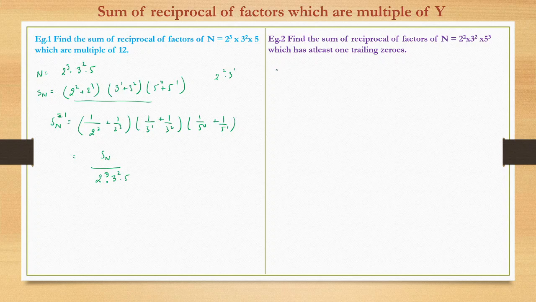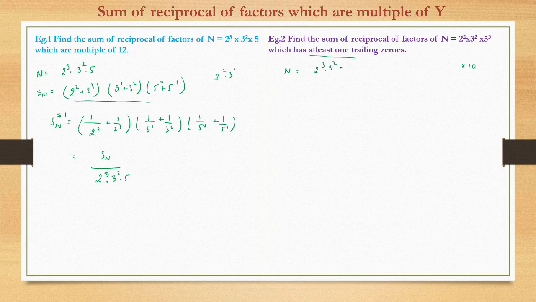Now, the question is to find the sum of reciprocals of factors of n which have at least one trailing zero. So this is just, I mean, language. At least one trailing zero means that the factor is a multiple of 10, right? Any multiple of 10 will have at least one zero. So it's another way of saying find the sum of reciprocals of factors which are multiples of 10.